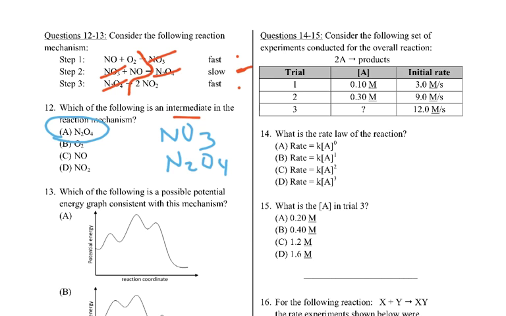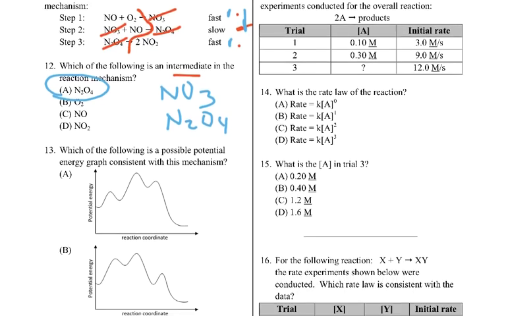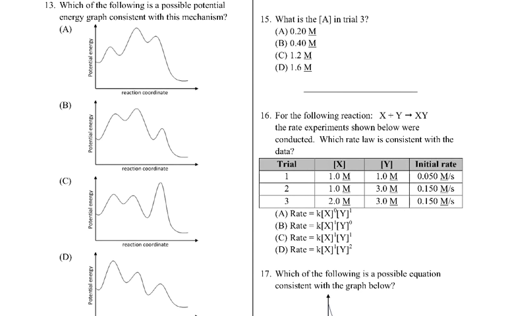Which of the following is a possible potential energy graph? Okay, so we have a fast and a slow and a fast step. So we are looking for a hill that is going to have small activation energy. The slow one's going to have a large activation energy, and the third one's going to have a small activation energy because it's fast, slow, fast. So we're looking for a small hill, big hill, then a small hill. Here we have a hill. Here's a big hill. Here's a small hill. This looks like a good answer.